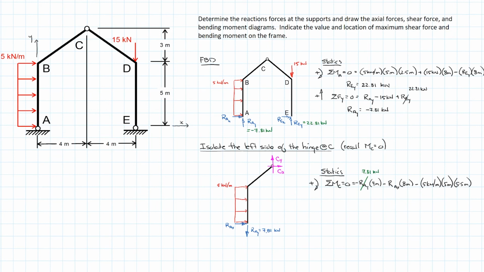So this whole equation has a single unknown, which is RAX. So we can solve for RAX equal to negative 21.09 kilonewtons. And again, the negative sign just simply means that RAX is actually going the other direction from the one we drew. So that's equal to negative 21.09 kilonewtons.